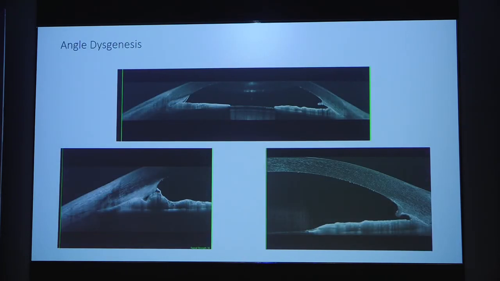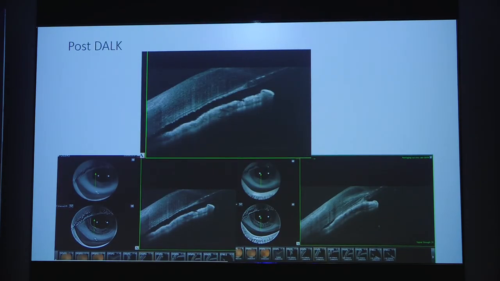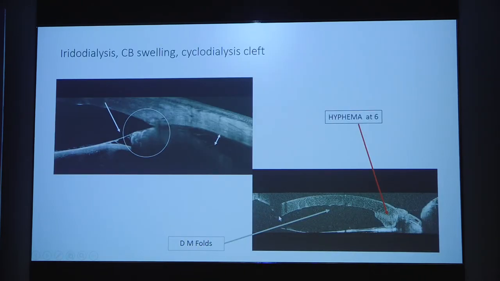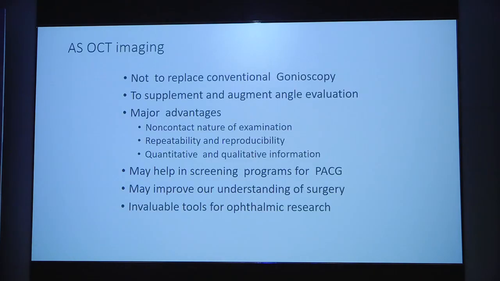So this is a patient of angle dysgenesis. Post DALK, you can see the iris, the bubble must have gone behind the iris, and there is a synechial angle closure. This is a patient of NVG. You can see that the angle is closed over here. Even some vessels are seen here. Iridodialysis, ciliary body swelling is there along with hyphema, Descemet folds, and a cyclodialysis cleft over there.